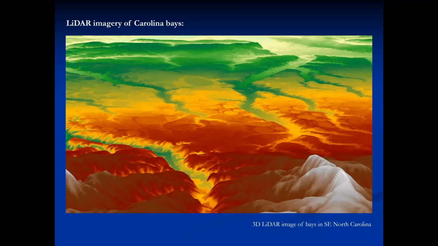I like to show a lot of images. These are 3D LiDAR produced images from eastern North Carolina that show the major drainages and many of the Carolina bays, which I think are just really cool to get that kind of perspective on. So I'm going to go through a few of these. Just kind of changing the orientation, you can see the bays, mainly on the interfluves between the drainages.